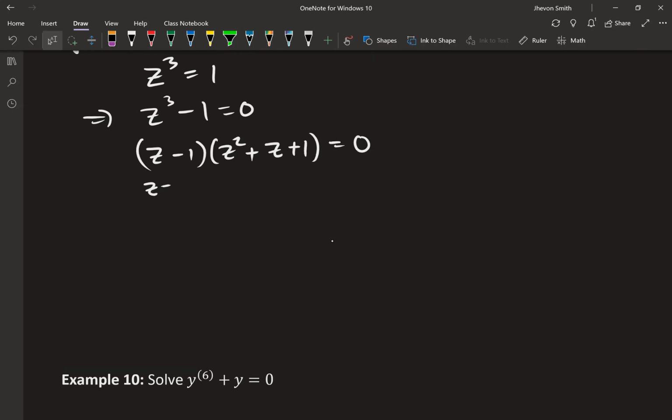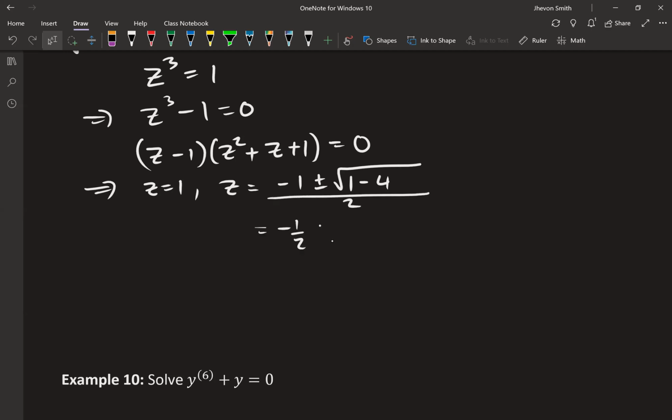Then I would get z equals 1, or z equals minus b plus or minus the square root of b squared minus 4ac all over 2a. You would get, again, minus a half plus or minus radical 3 over 2. Right? So you had other options, but the roots of unity method. So this might even be easier for you to do here.